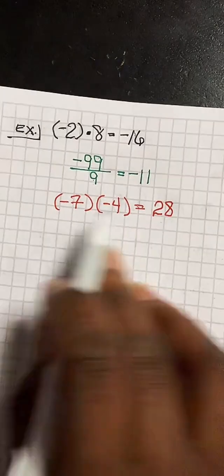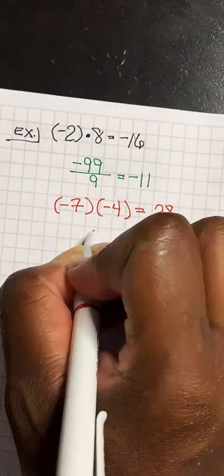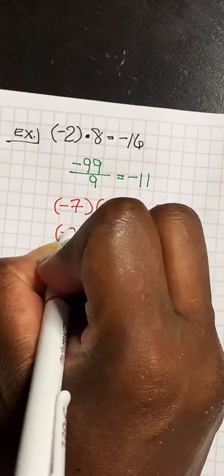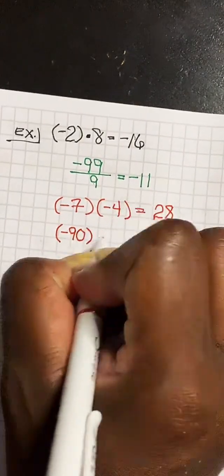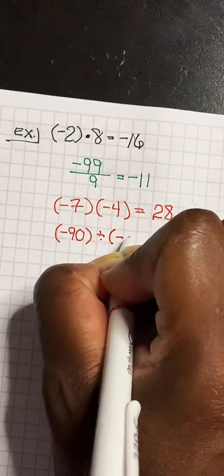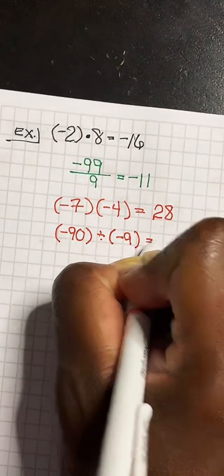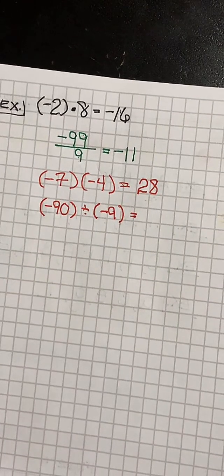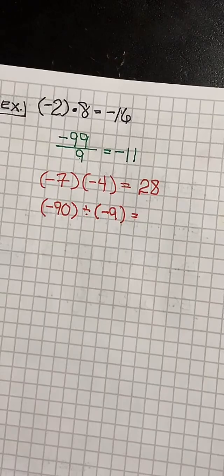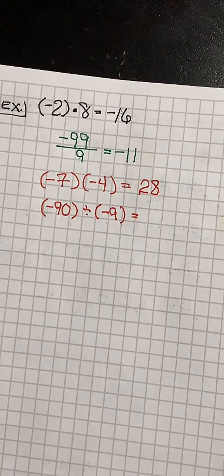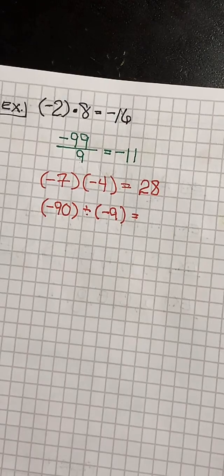Okay? When the signs are the same, even if I had, let's say, -90 divided by -9. -90 divided by -9. What do I got? Jonah, positive 28. Thank you. Welcome in. Sheldon, I see you, 28. Thank you for that one.